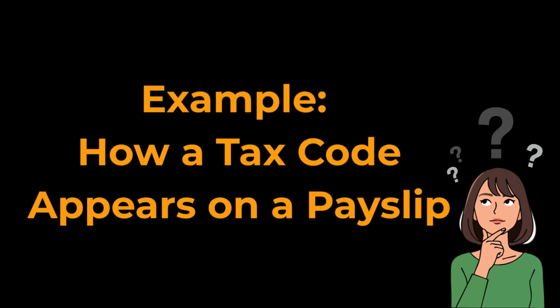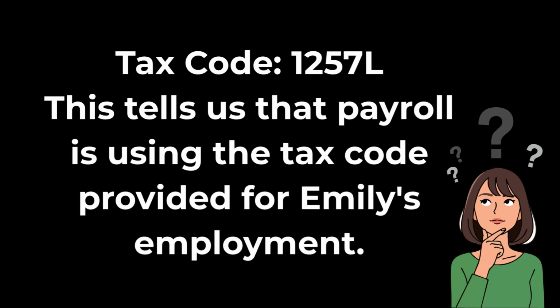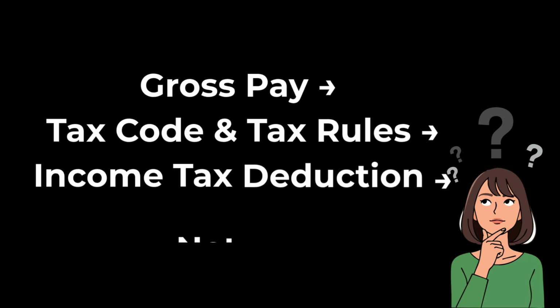Let's imagine we have an employee called Emily Brown. A payslip shows tax code 1257L. This tells us that the payroll is using the tax code provided for Emily's employment. The payroll system then uses the information when calculating her income tax deduction. So remember, gross pay, then you have your tax code and tax rules, then you have your income tax deduction, and then your net pay. This tax code is therefore one of the inputs used during the payroll calculation.